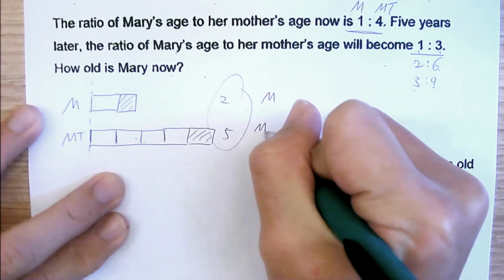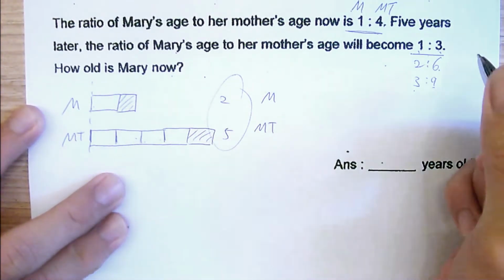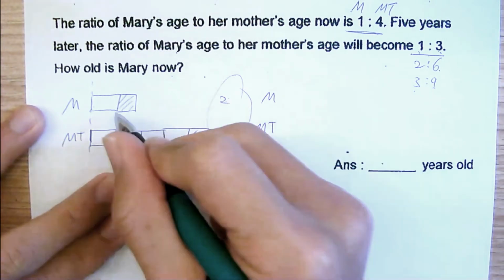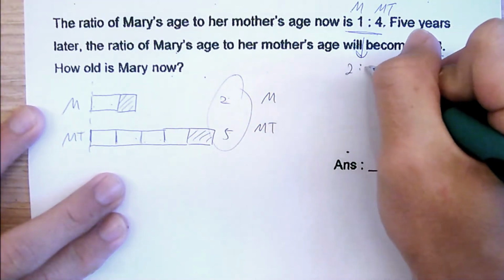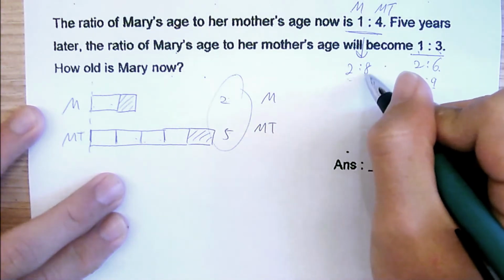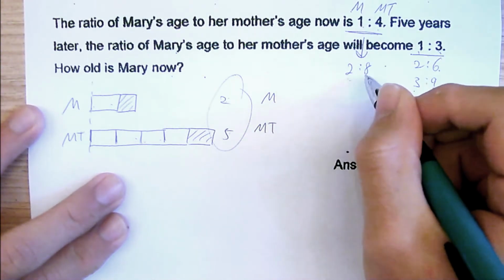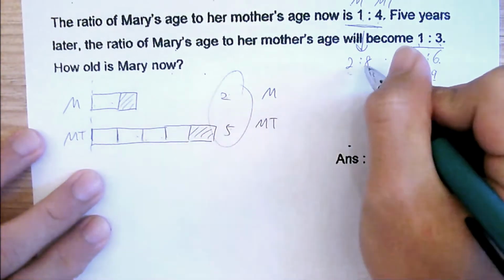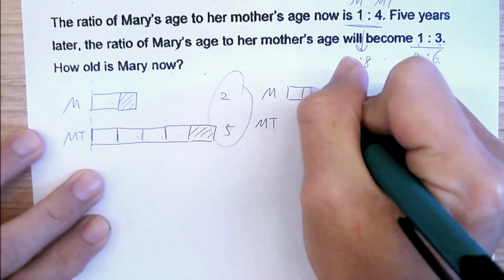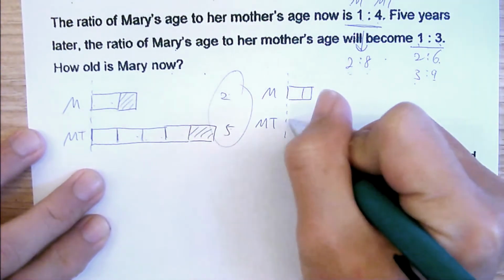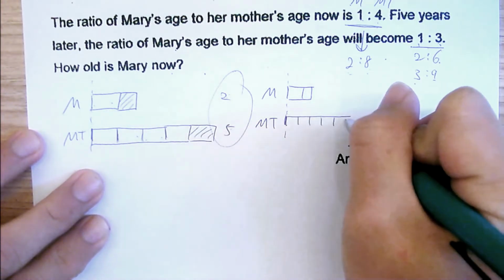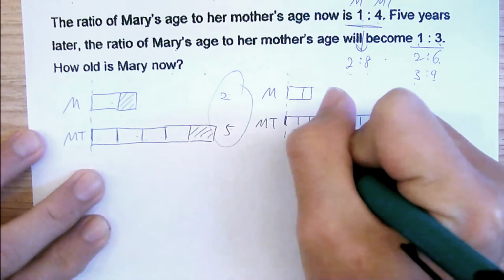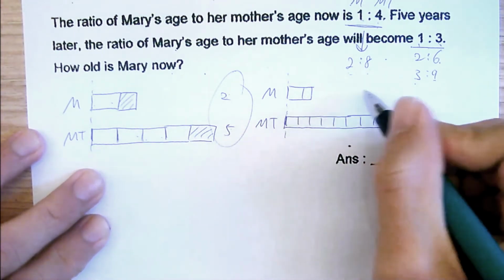Mary and mother. Now instead of using 1:4, I'm going to use another one, which is 2:8. It's the same ratio, right? 1:4 and 2:8 is the same ratio. Now let's start drawing again. I'm going to draw 2 units for Mary, and then 8 units for the mother. 1, 2, 3, 4, 5, 6, 7, 8. Okay, I'm using this one.